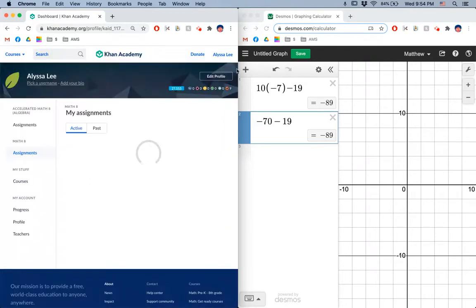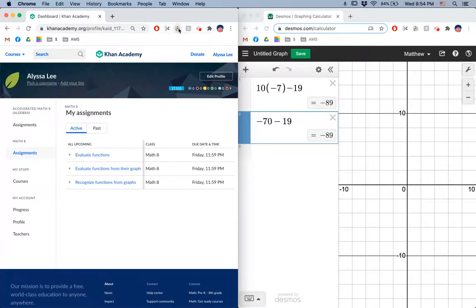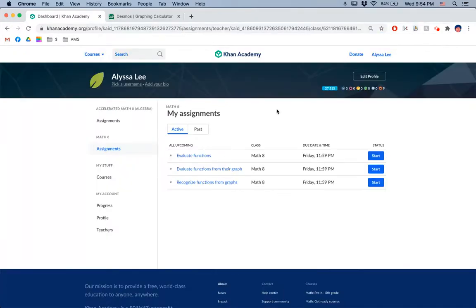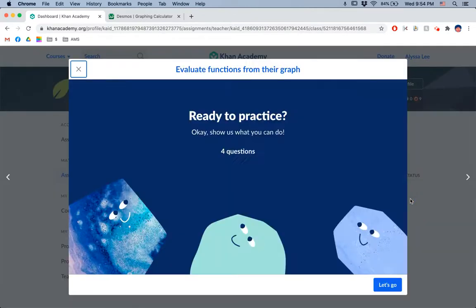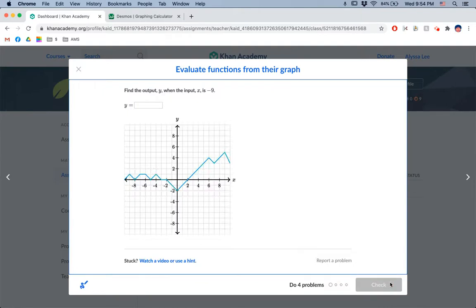Let me close that. See if I can enlarge this a little bit. There we go. So we're going to go to the next one, evaluate functions from the graph. So we're still going to be thinking inputs and outputs, x values and y values, right? So same directions, but we're just in the context of a graph now. So find the output y when the input x is -9. So imagine you are graphing points. I have an x value of -9. I'm going to start at my origin, go to an x value of -9. I want to find what my y value is on that graph when I have an x value of -9.